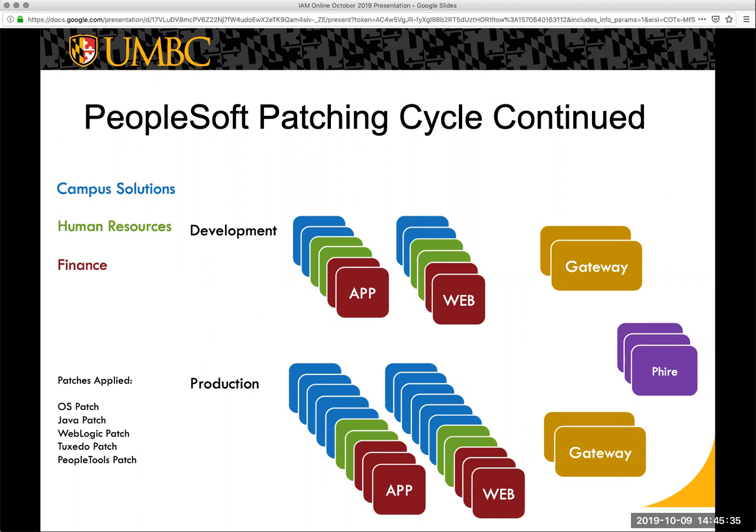So once again, there's the physical aspect of patching in PeopleSoft, and then there's the service patching. For the physical aspect, we have a number of machines that are campus solution specific, HR specific, and finance specific. We have development servers, production, gateway servers, which is communication between the various systems, and FMS, which is our change management system. So for each of those boxes, we have to apply, once again, the OS patch, the Java patch, WebLogic, Tuxedo, and a PeopleTools patch. So you're talking 35 physical machines we're patching every quarter. And that just is overwhelming at times. Next slide, please.